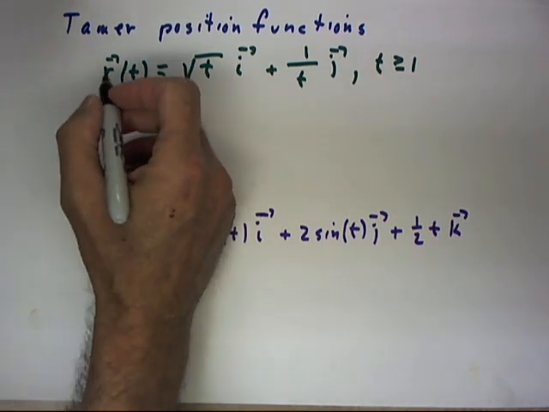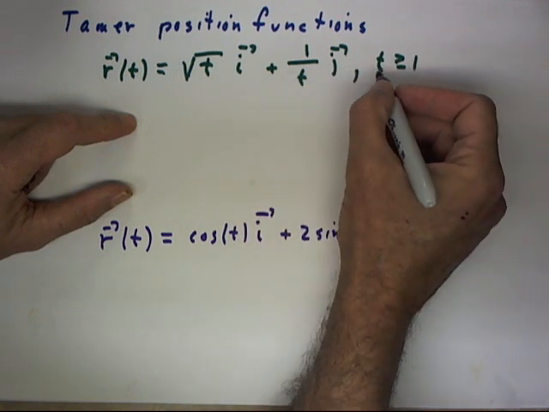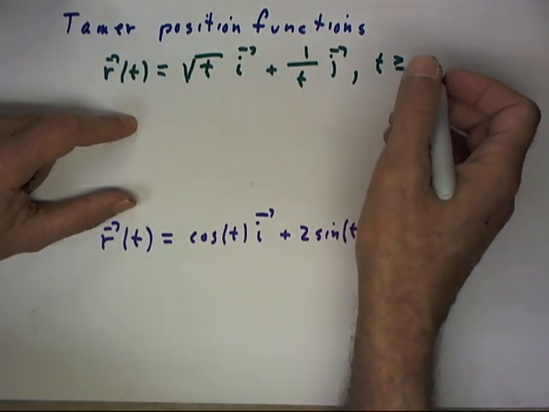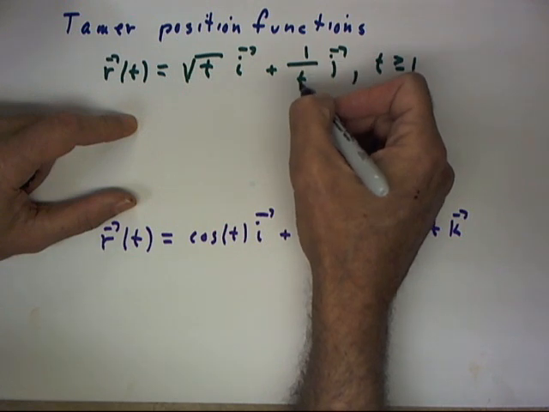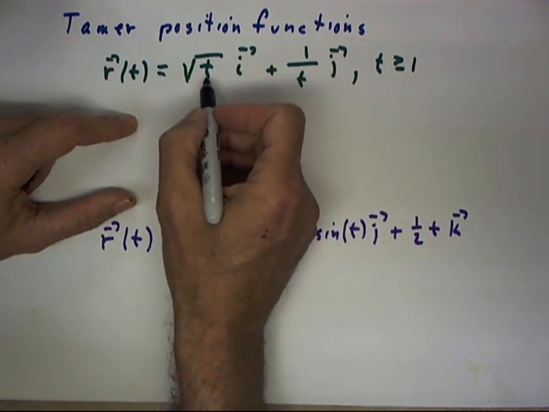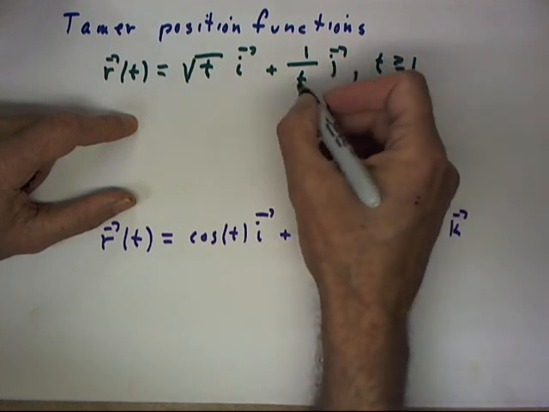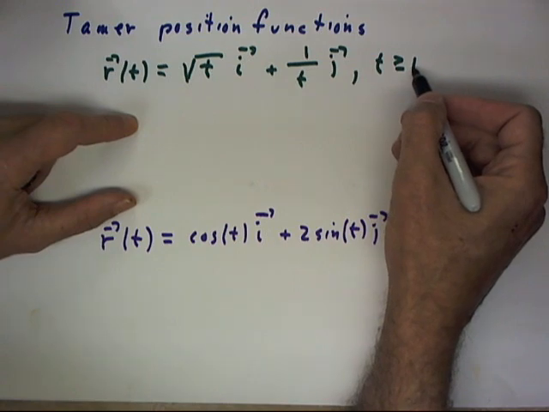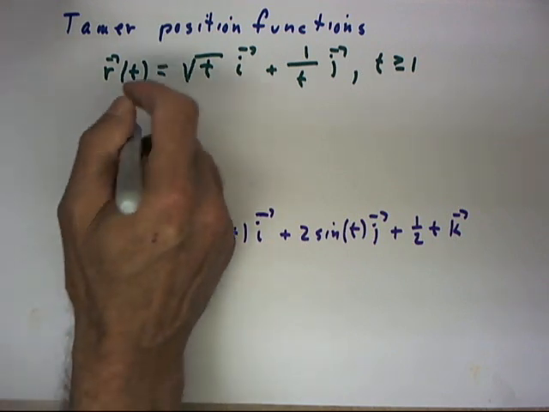Okay, if we have the function r of t equals square root of t i plus 1 over t j, and we're going to restrict that to t values greater than or equal to 1. One reason being that 1 over t would not be defined for t equals 0, and square root of t would not be defined for negative values of t. We need to start someplace. We're going to start at 1. We could actually let t be greater than or equal to any value greater than 0, and restrict the domain accordingly. But this is the restriction we're going to use.